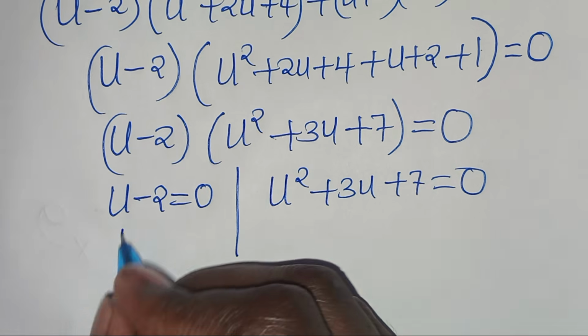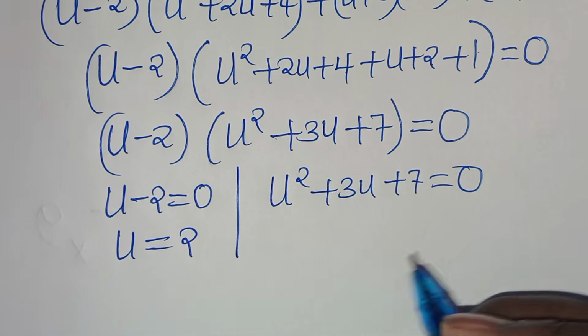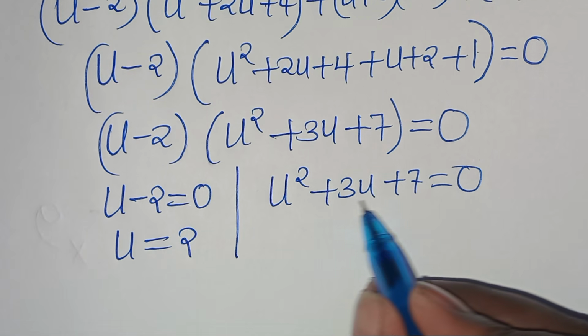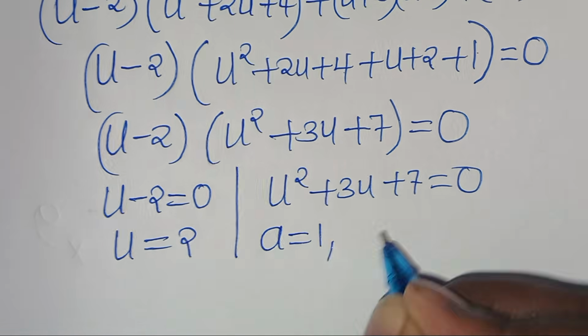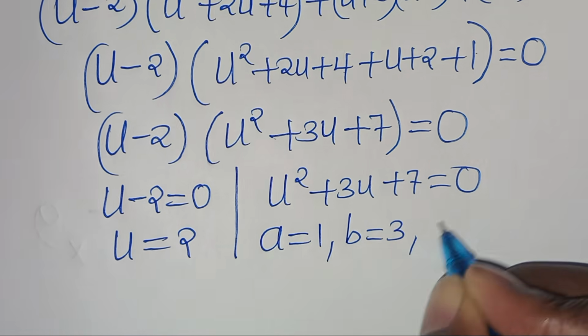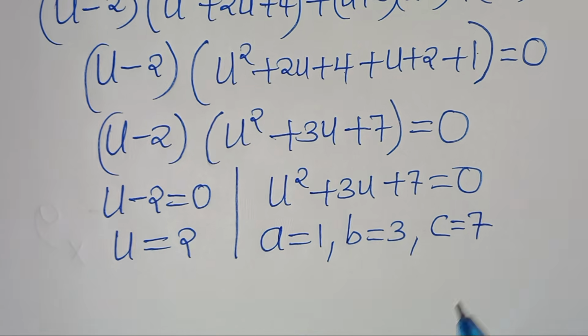So this is to mean that u is equal to 2. And we have the second part here. This is a quadratic equation where we have a is equal to 1, b is equal to 3, and c is equal to 7.